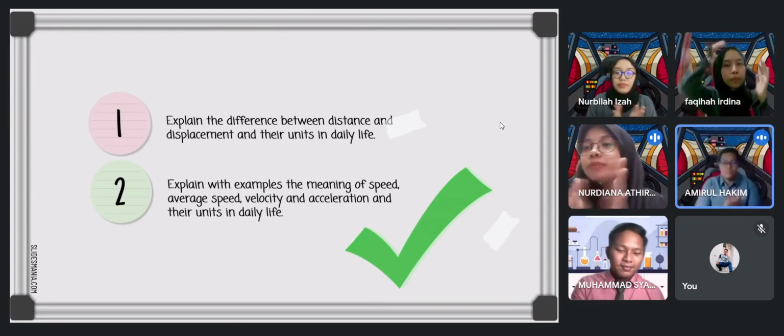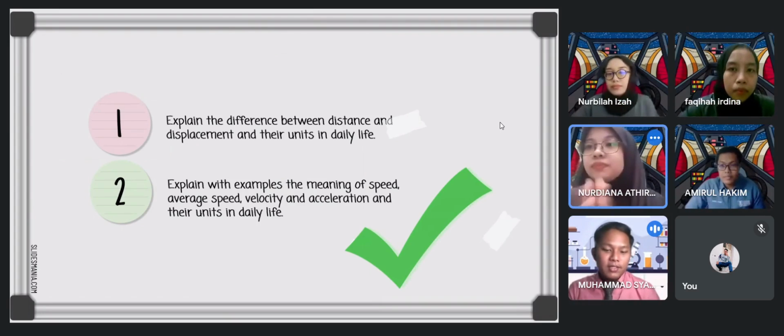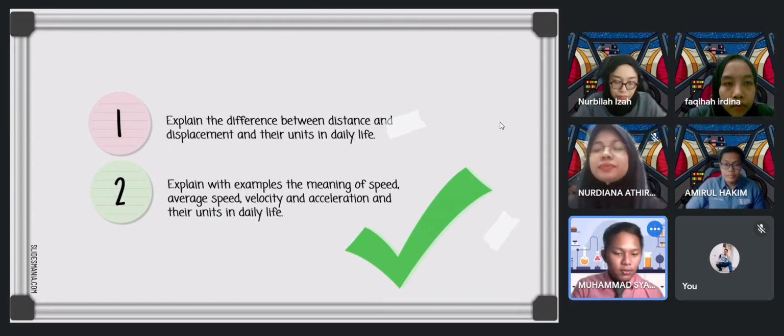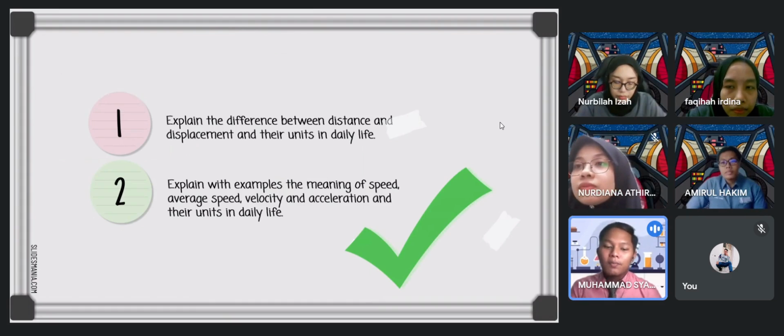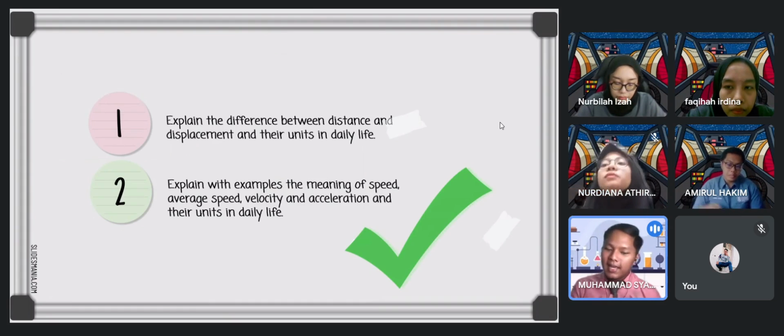Okay. So, I just want to remind you, when you are old enough to drive a car or ride a bike, always remember to obey the rules on the road and the speed limit. Don't go too fast, okay?